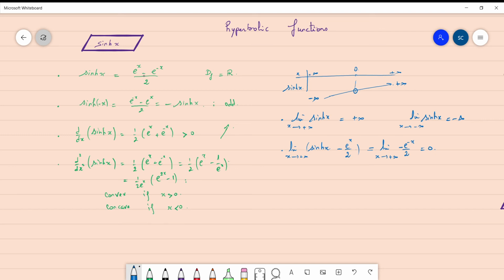Similarly, we have the following comparison: sinh x minus minus e^(-x) over 2, as x approaches this time minus infinity. If you compute the difference, you will get the remaining term, which gives us 0. Again, my curve is close to the other curve.